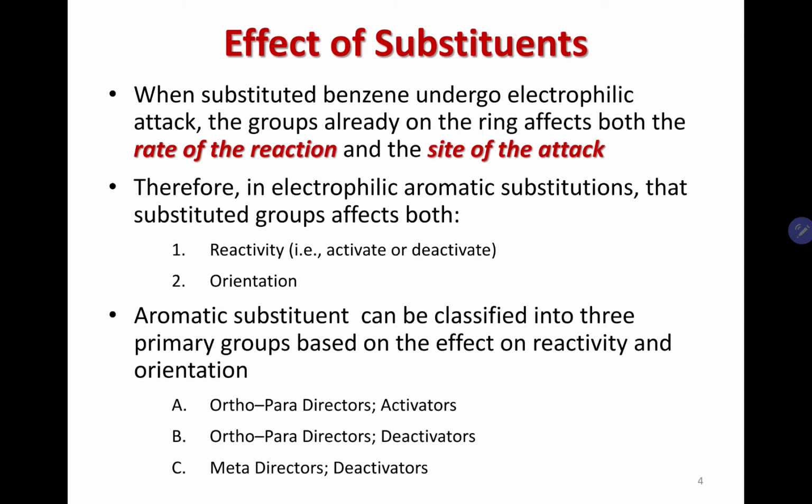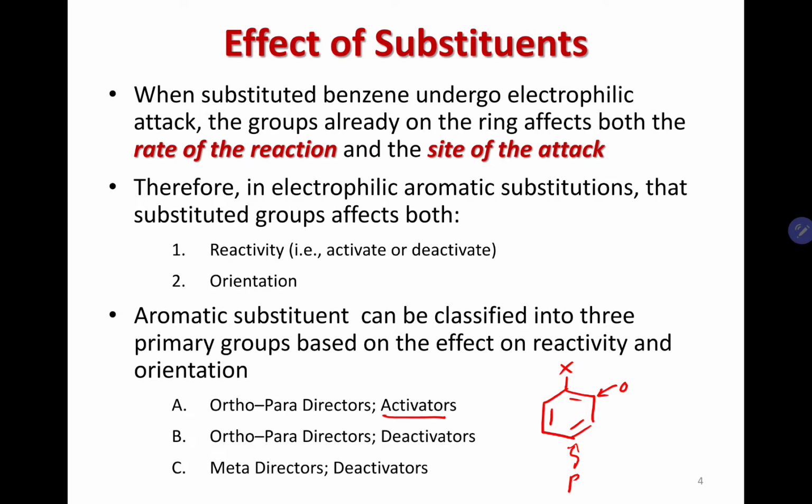The first category is called ortho-para director and activator. Which means the first category will basically direct the incoming group into an ortho position. This is ortho, or this is para. It can direct the incoming electrophile to an ortho or para position, and also it can increase the rate. So if the rate is increasing, we call it an activator.